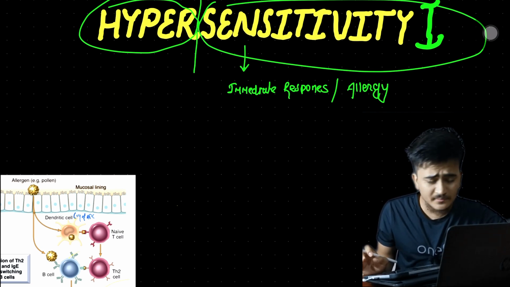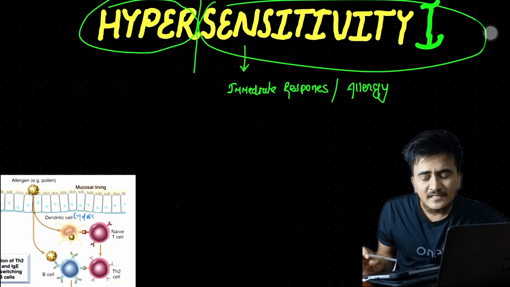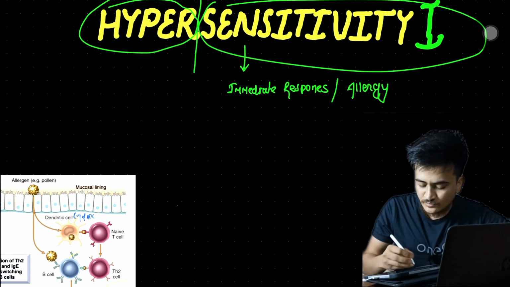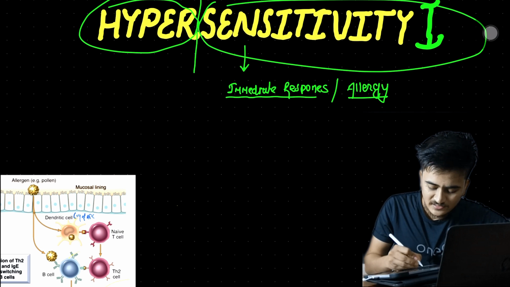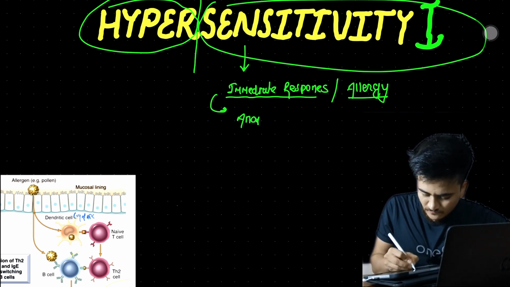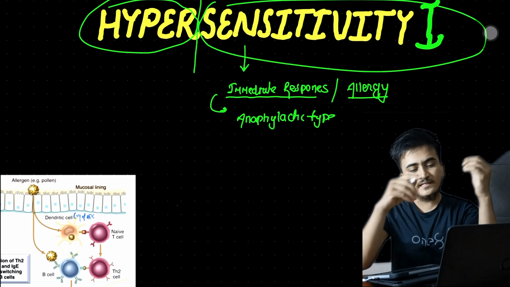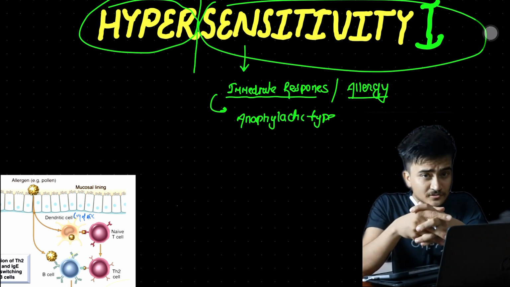I've already mentioned that hypersensitivity is overactivation of the immune system, which results in tissue damage, and it can also be called immediate response or allergies, and we can also say anaphylactic type. And what is this anaphylactic type? Anaphylactic type is the condition of severe allergic condition.